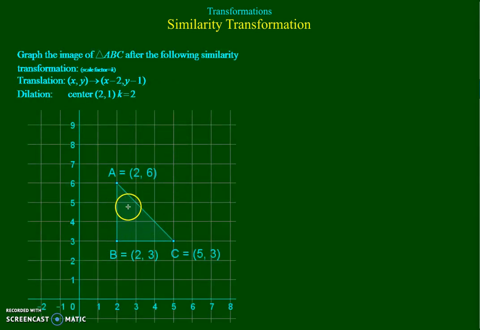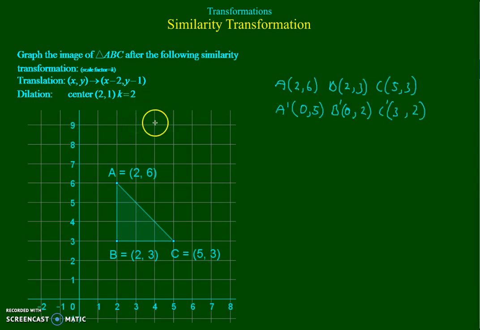In this example, we have this triangle, and we're doing a composition of a translation followed by a dilation. So let's first do the translation. Here we took points A, B, and C, and we subtracted 2 from the x. So 2 minus 2 is 0, 6 minus 1 is 5, 2 minus 2 is 0, 3 minus 1 is 2, 5 minus 2 is 3, 3 minus 1, 2. Now we're going to do a dilation about the center 2, 1 with a scale factor of 2.